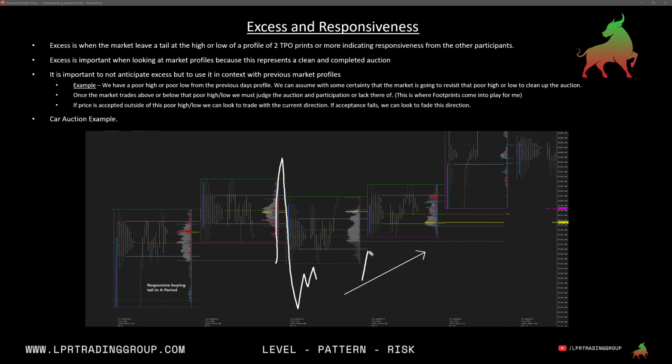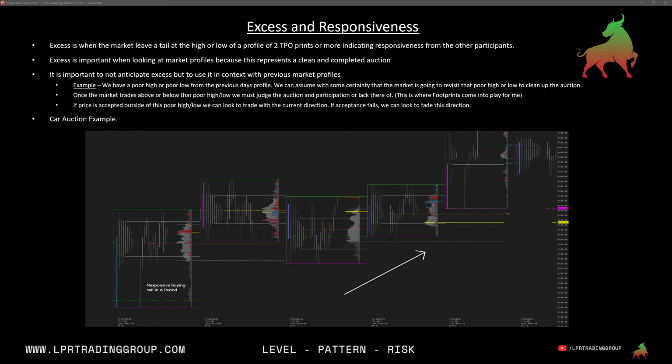Now, if we have an auction that is driving up and the auction is constantly making these relatively equal highs, this is an incomplete auction, okay? There are participants willing to offer higher eventually and bid prices higher. So we're looking for the sweep of the high, which will create excess, either at least 2 TPO prints or more, and then either a potential reversal or acceptance above the current auction here.